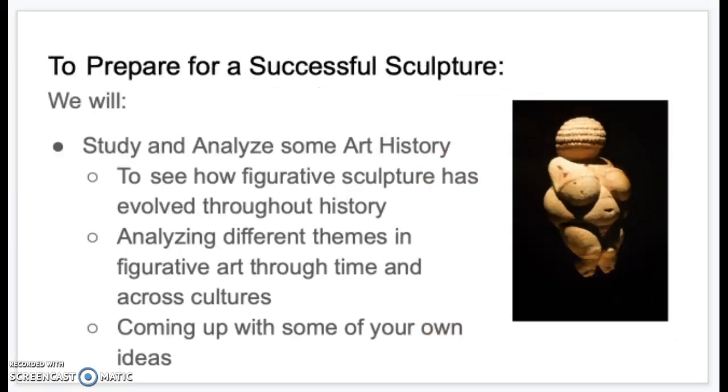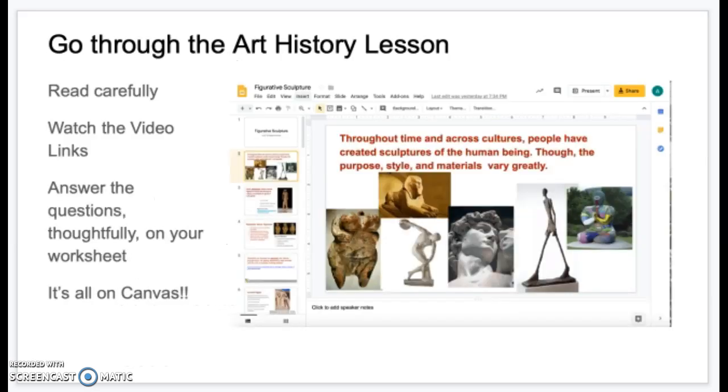So first, in order to prepare for some really good sculptures, we're going to do a little bit of an art history lesson. You'll be able to log into Canvas to access all of this. You're going to study and analyze some art history to see how the figurative sculpture has evolved throughout history and throughout different cultures. You'll be analyzing different themes in figurative art throughout time and across cultures, and you'll be coming up with some of your own ideas.